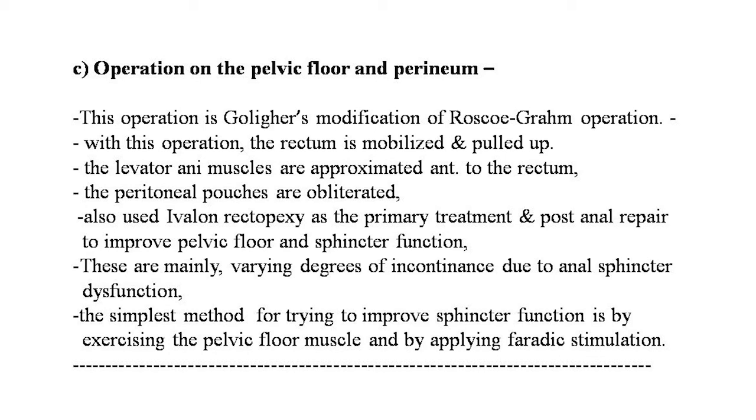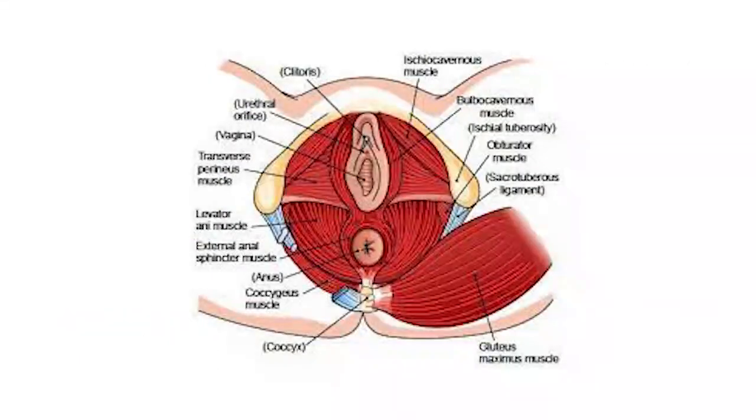Also used are rectopexy as the primary treatment and posterior anal repair to improve pelvic floor and sphincter functions. These are mainly varying degrees of incontinence due to anal sphincter dysfunction. The simplest method for trying to improve sphincter function is by exercising the pelvic floor muscles and by applying Faradic stimulation.